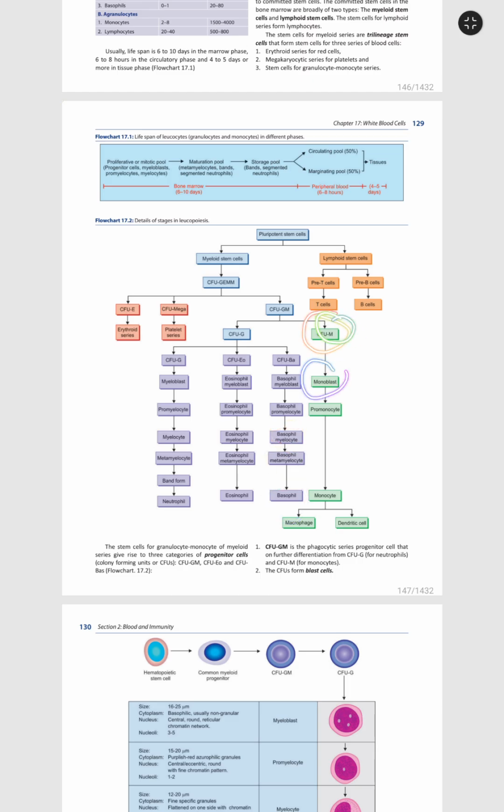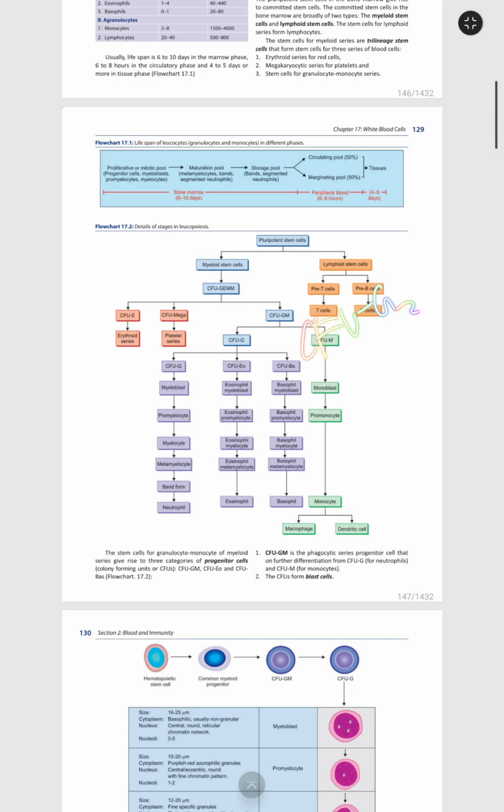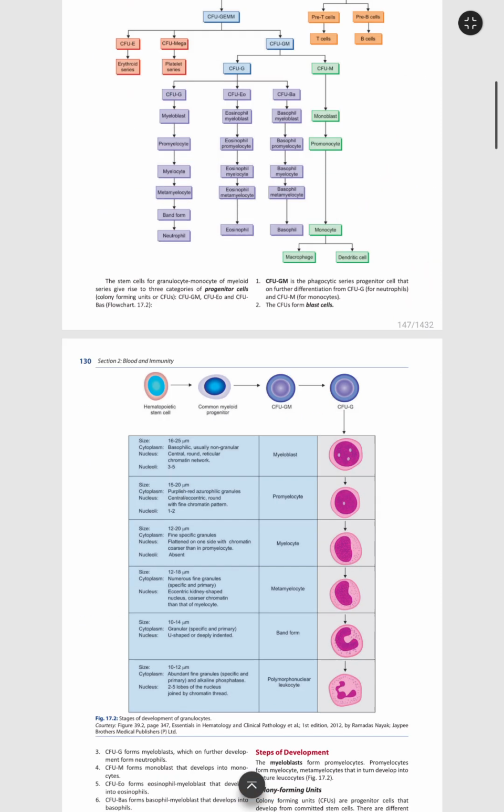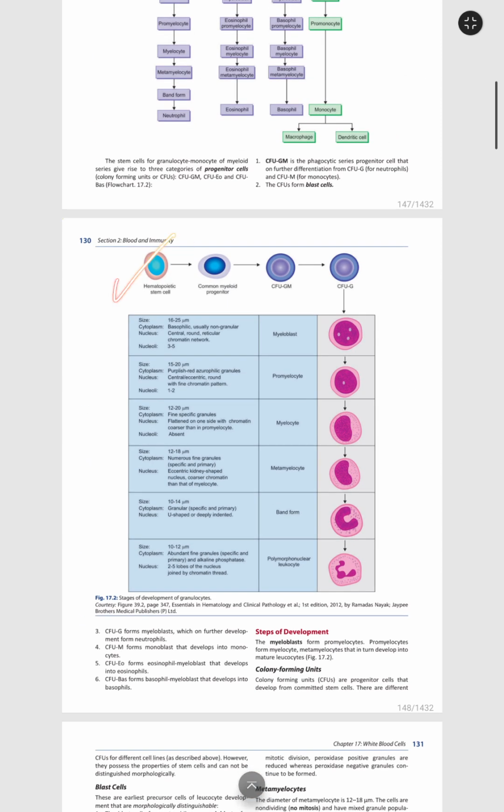Then it is monoblast, promonocyte, monocyte, macrophage. So our colony forming unit is basically responsible for the blast, then cyte, myelocyte, meta, this monoblast, monocyte. So it's very similar to what we did in RBC formation.